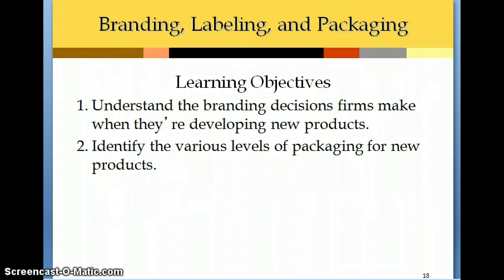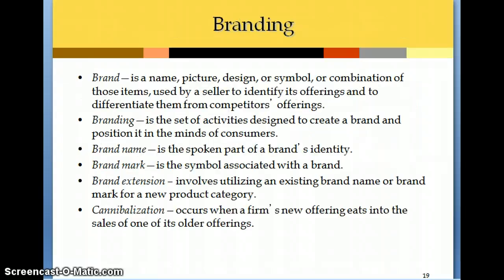Next, we are going to look at branding, labeling, and packaging and the decisions companies make when they're developing new products. A brand is a name, picture, design, or symbol, or combination of those items used by a seller to identify its offerings and to differentiate them from competitors' offerings. Branding is the set of activities designed to create a brand and position it in the minds of consumers. Brand name is the spoken part of the brand's identity. Brand mark is the symbol associated with the brand. Brand extension involves utilizing an existing brand name or brand mark for a new product category. Cannibalization occurs when a firm's new offering eats into the sales of one of its older offerings.